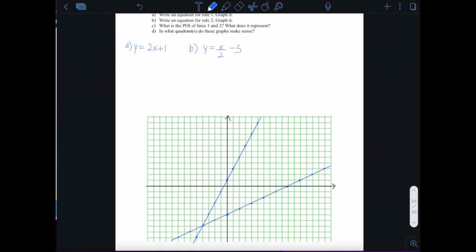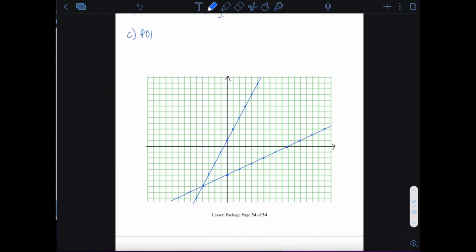Okay, what is the POI of lines 1 and 2? I can see that the point of intersection is 1, 2, 3, 4, negative 4, 1, 2, 3, 4, 5, 6, 7, negative 7. The POI is (-4, -7).